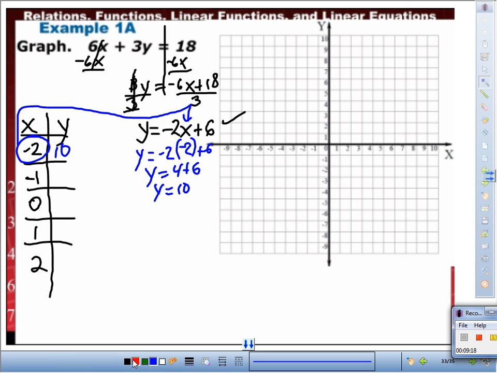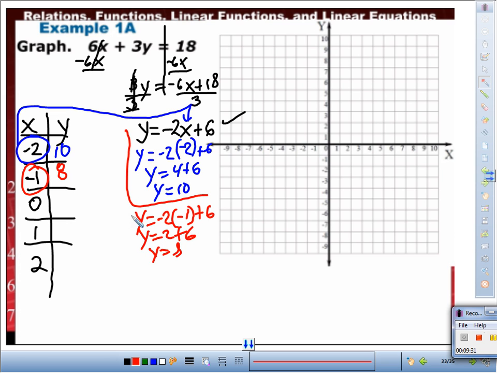What's my next value? Negative 1. So then y equals negative 2 times negative 1 plus 6. Y equals 2 plus 6. Y equals 8. What's my next value? 0. So I write y equals negative 2 times 0 plus 6. Y equals 0 plus 6. Y equals 8. I'm sorry, 6. Sorry. I did that to see if you were paying attention.